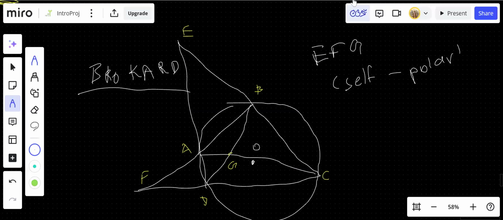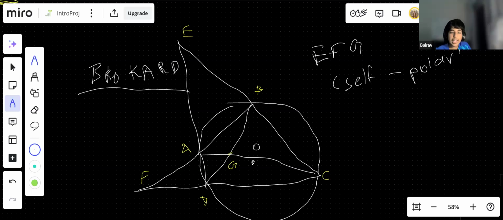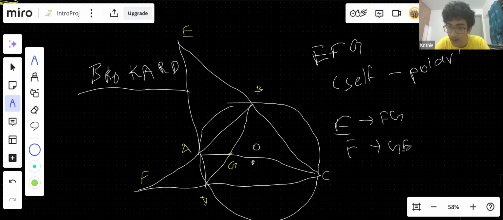Okay, the poles of the lines are the points, and the lines of the poles are not the lines of the... the poles of the points are the polars. Okay, yeah, I kind of get what you're trying to say, and that is what it is. Basically, what this means is E's polar is FG, F's polar is GE, and G's polar is EF.